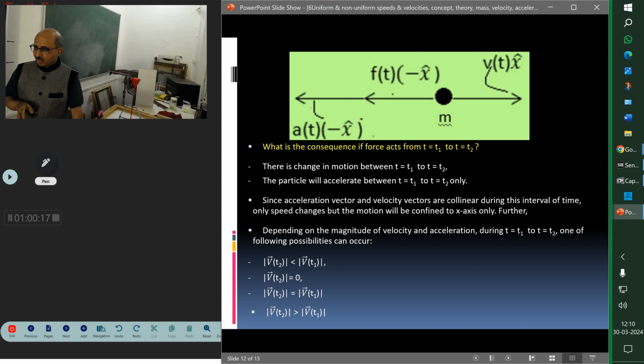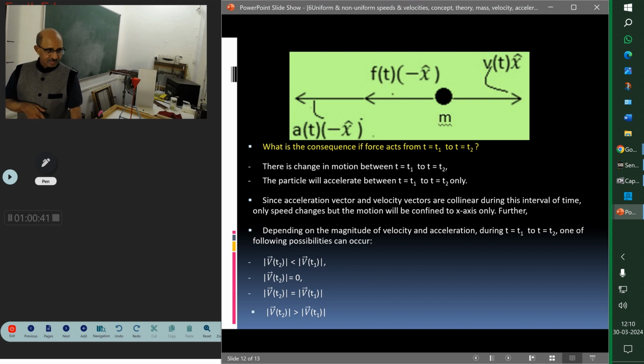So here, see, there is a change of motion between t1 and t2. The particle accelerates between t1 and t2 only. Since the acceleration vector and velocity vector are collinear during this interval, only speed changes, and the motion will be confined only to the x-axis. Further, depending upon the magnitude of the velocity and acceleration between t1 and t2, one of the following is possible: Vt2 is greater than Vt1.